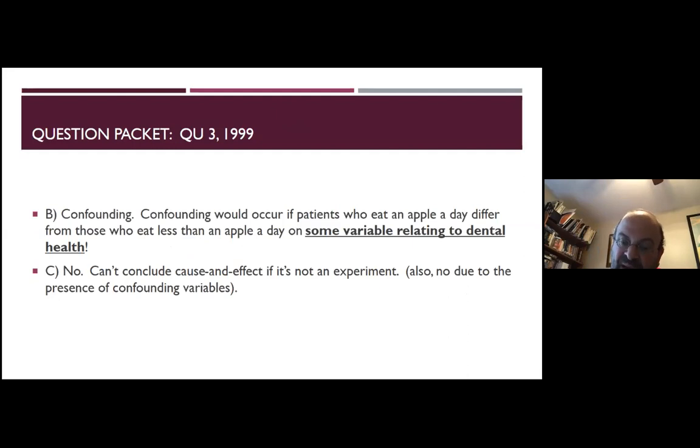Now, part B asks about confounding. Okay, what is an element of confounding? This is, again, a way a really bright student can lose a point if they write about confounding, they know what confounding is, but they fail to connect the apples to the variable, which in this case is dental health. Confounding would occur if patients who eat an apple a day differ from those who eat less than an apple a day. So there might be something very different in the behaviors of those patients that eat an apple a day versus those patients that eat fewer than one apple a week, period.